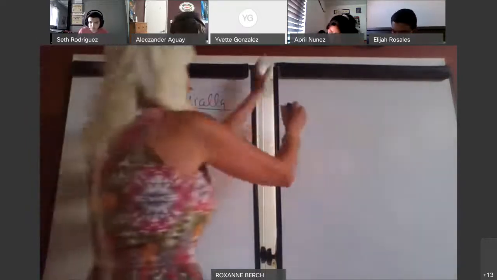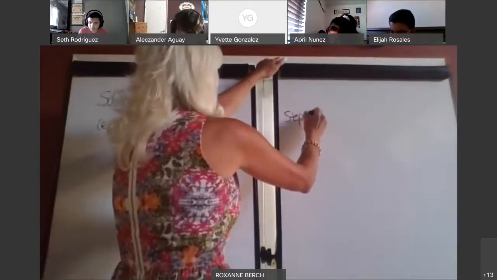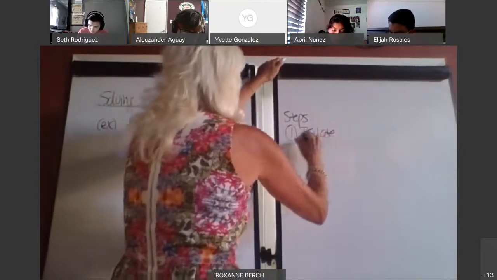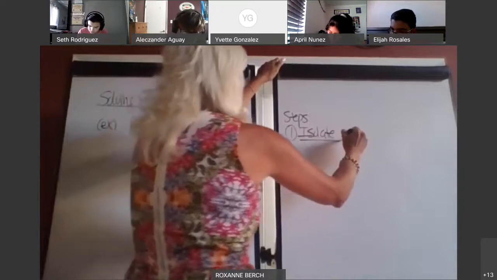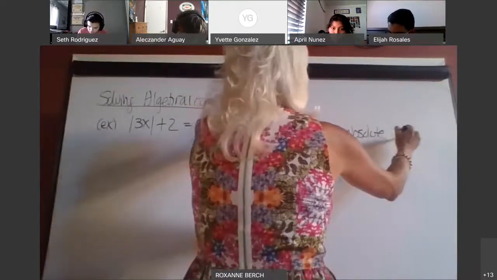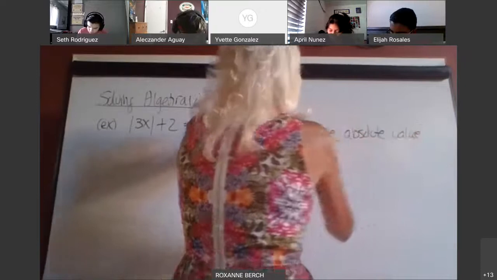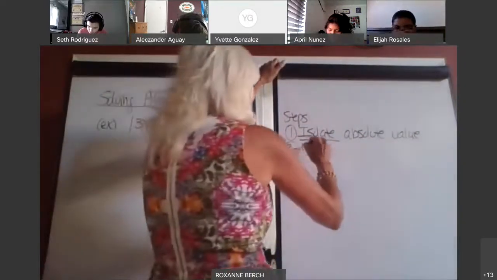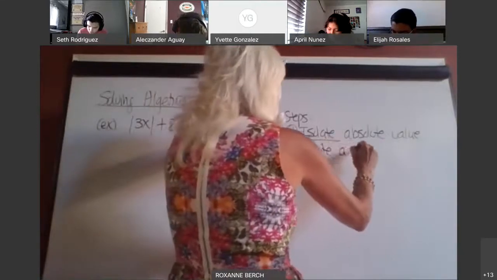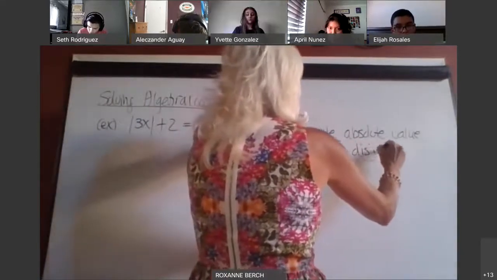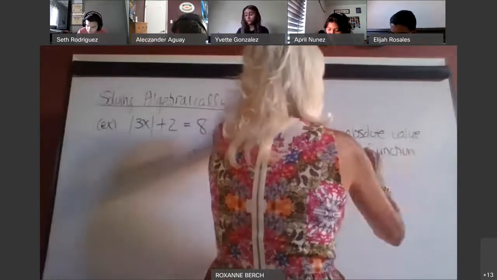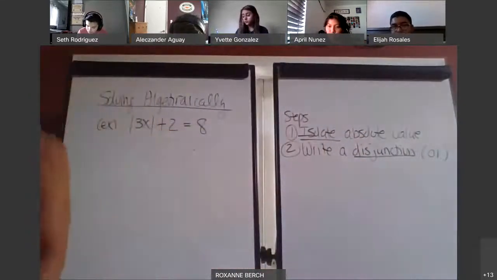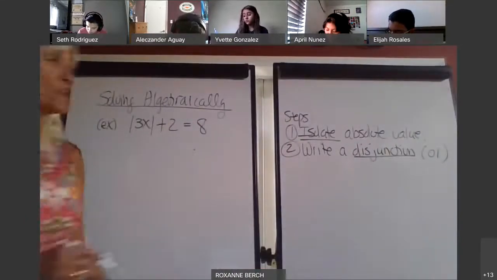Okay, here are the steps. You're going to isolate the absolute value itself. You're going to write a disjunction. And a disjunction is a compound sentence with an or. And then you're going to solve for x.